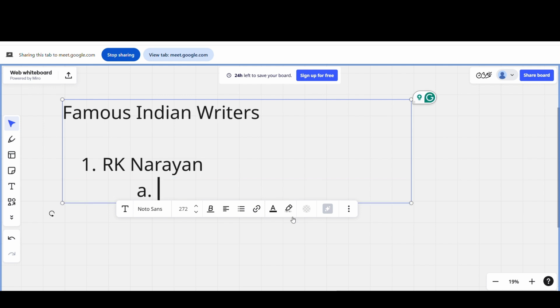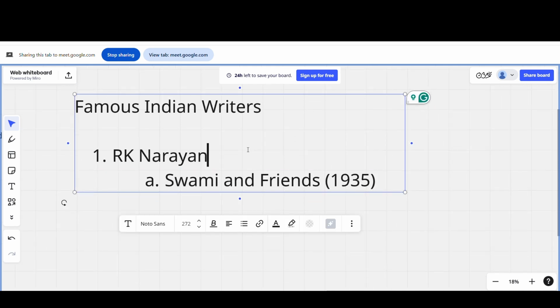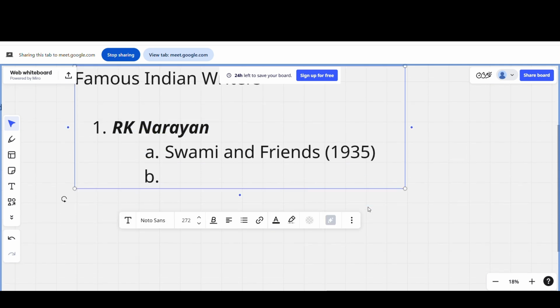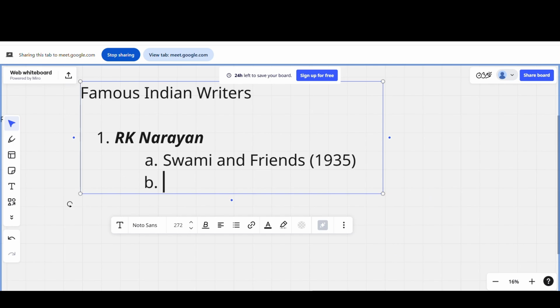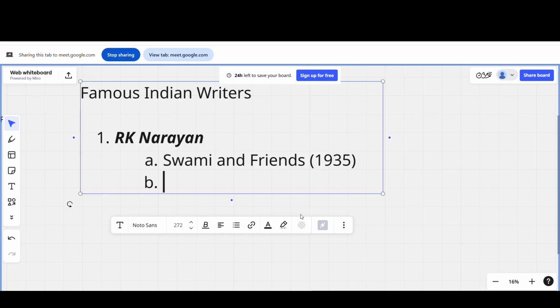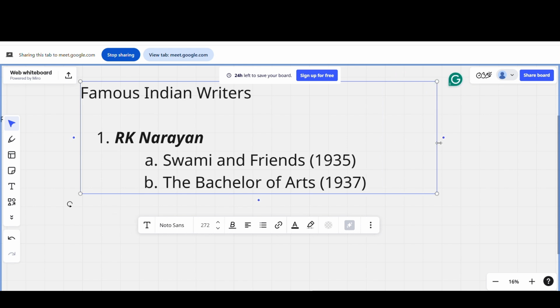R.K. Narayan, what is his first work? Swami and Friends, written in 1935. Memorize this, because books and authors, chronology, what is the year of publication, is so common. That's the most common and important style of question there. I'm pointing these out chronologically, step by step from his first.